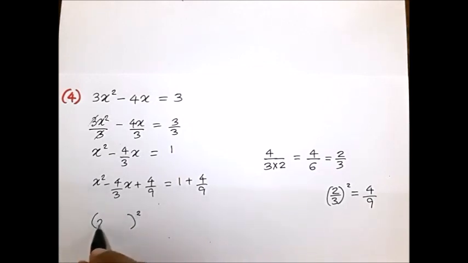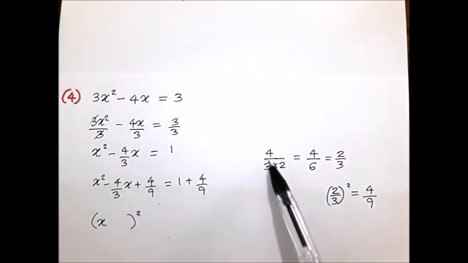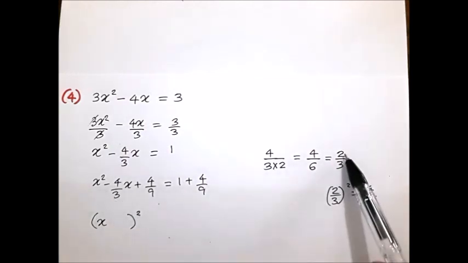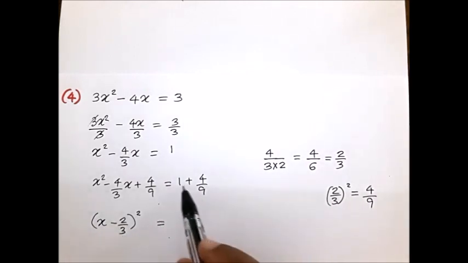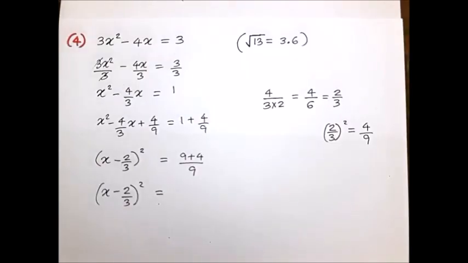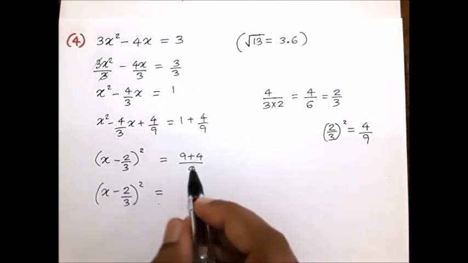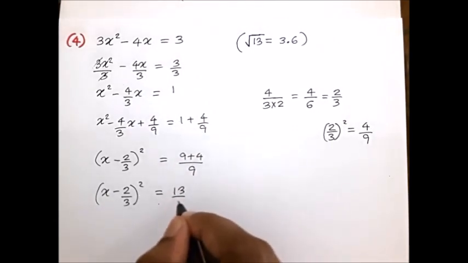First term is x, so write x here. Then divide the coefficient of x by 2. 4 over 3 divided by 2 is 2 over 3. Write 2 over 3 here. Then on the right hand side, you have to take the common denominator 9. 1 multiplied by 9, 9 plus 4, 13 over 9.